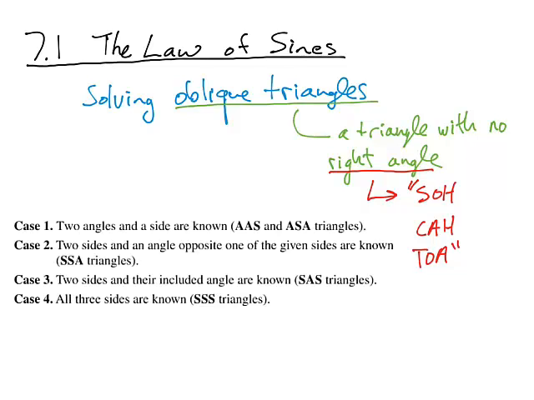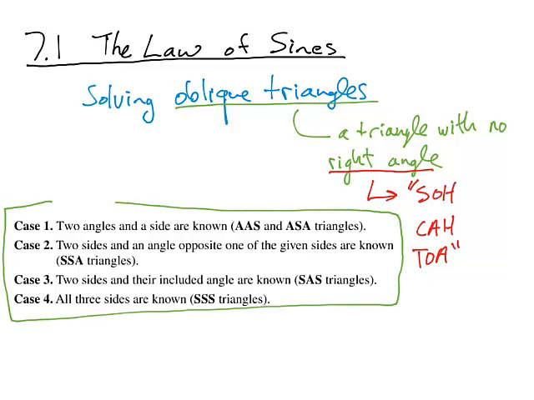So there are four instances or four cases that we're going to be looking at here. And all of these are the four cases of oblique triangles that we're going to be solving. Now, case one says when we have two angles and a known side. And then case two says when we have two sides and an angle that is opposite one of the given sides. So case one and case two we can handle with the law of sines.